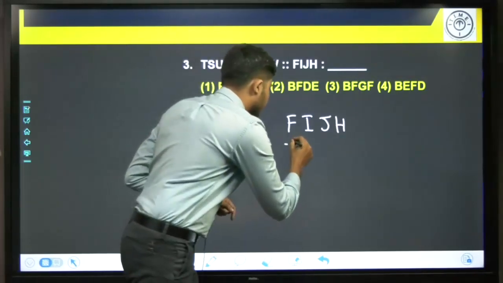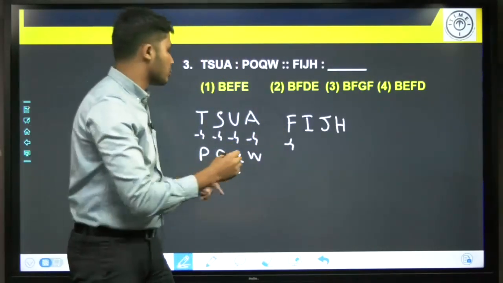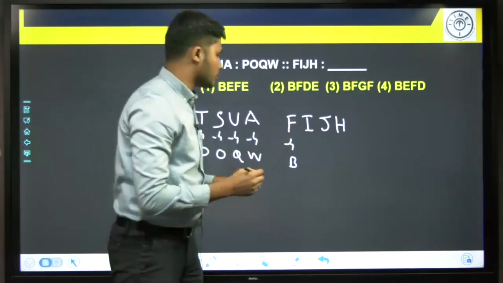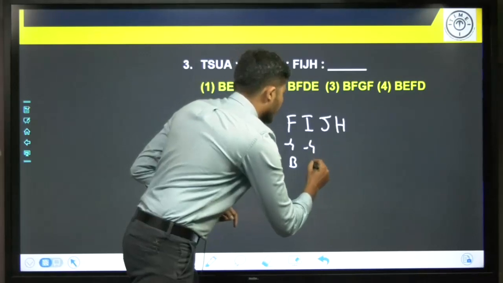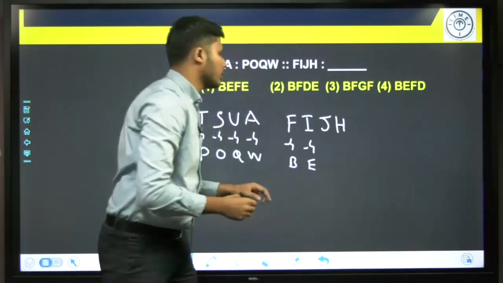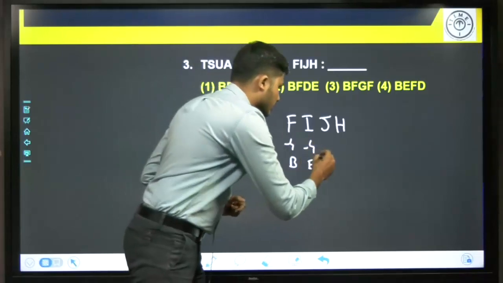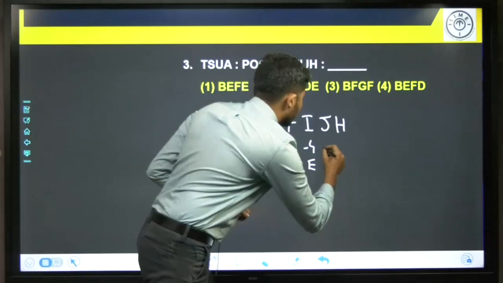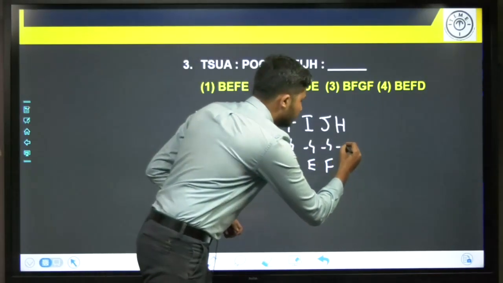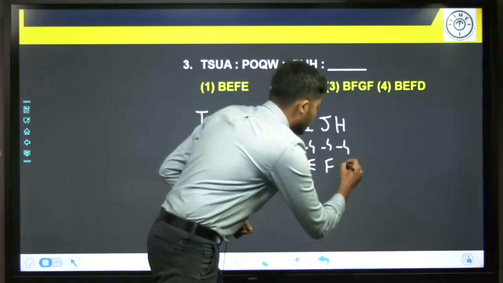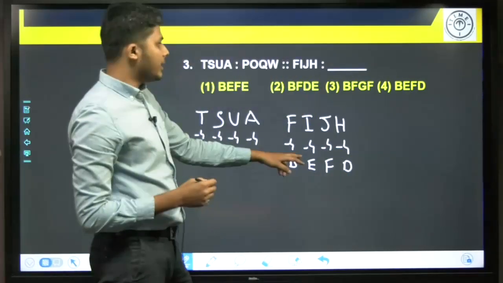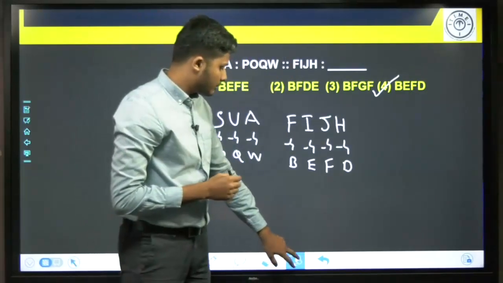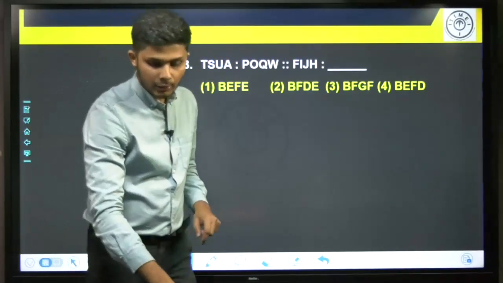F minus 4, 6 minus 4 which is 2, which is B. I minus 4, 9 minus 4, which is 5, which is E. J minus 4, 10 minus 4, which is 6. H minus 4, which is D. B, E, F, D is in the option 4, and option 4 is the missing term. Let's look at the next question.